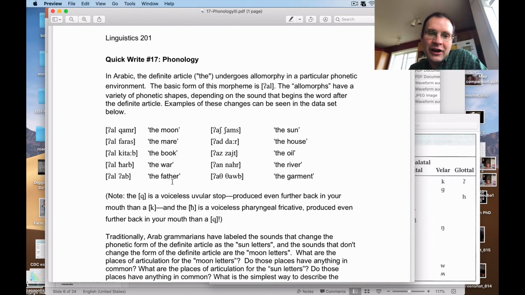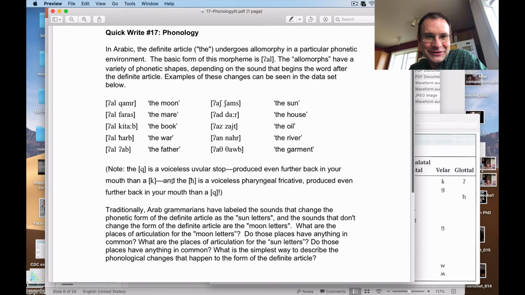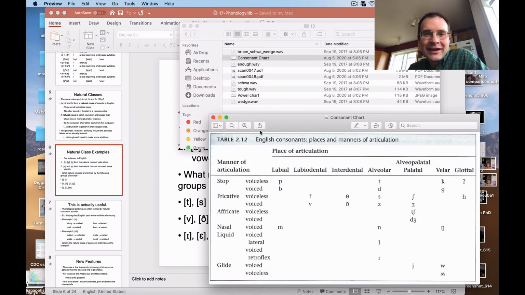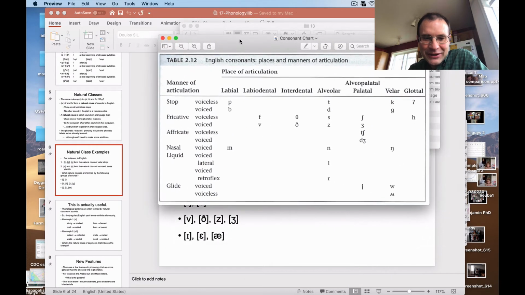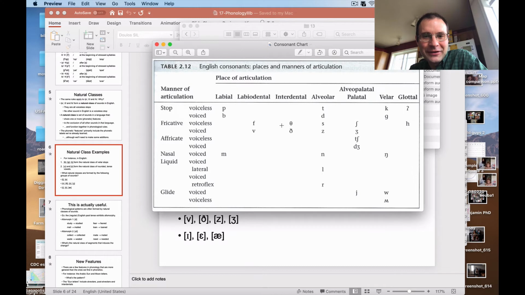So try to figure out what's going on there before you watch this lecture. We'll get to the answer here in a few slides. Going back to this question in terms of what are the features which tie this group of sounds together as a natural class?